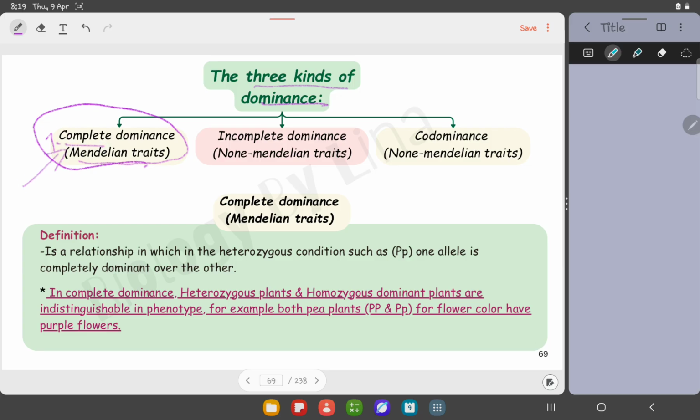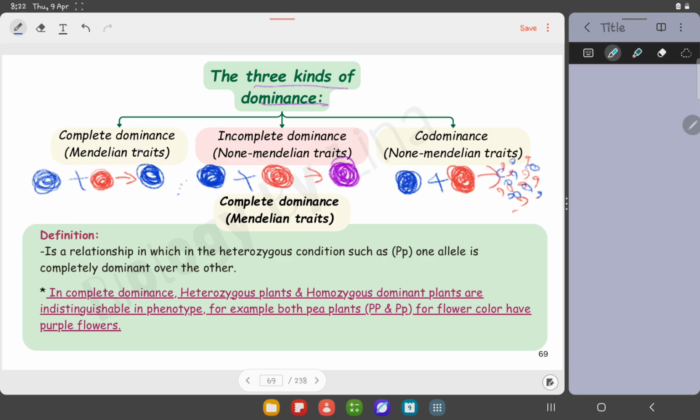And why are they named as complete dominance? Because if we have the recessive allele and it comes with the dominant allele, at that time the dominant will completely cover or mask or hide the effect of the recessive allele. That's why it's named as complete dominance, because it dominates, and at that time it appears as the dominant. We say it's purple. Okay.